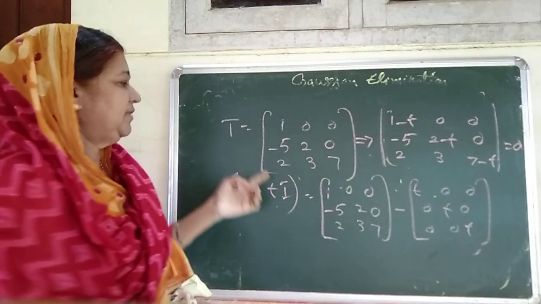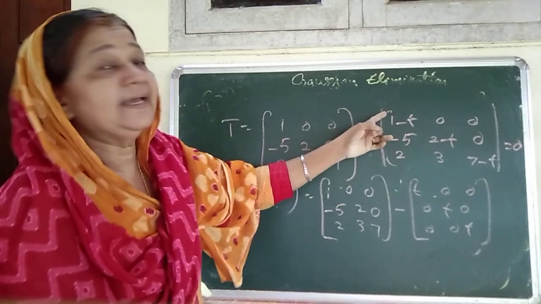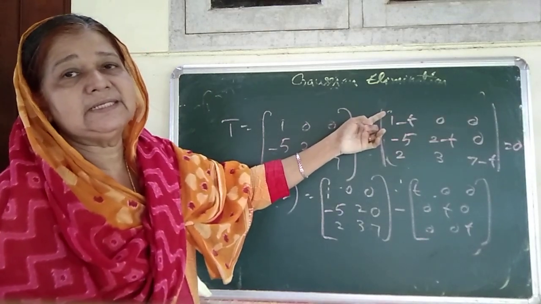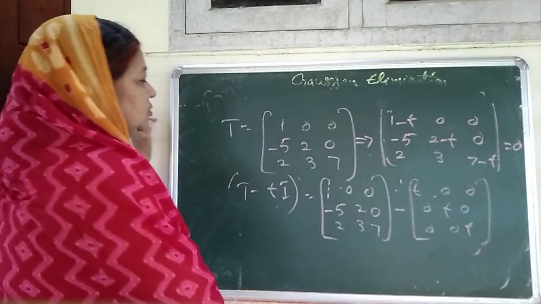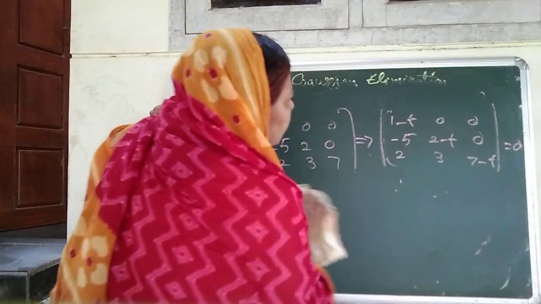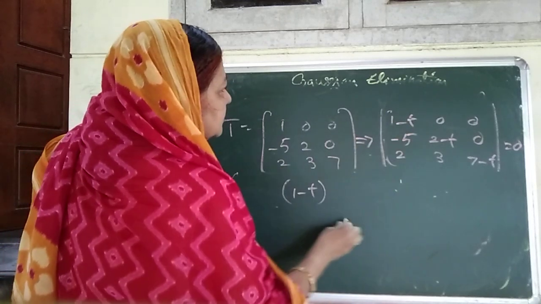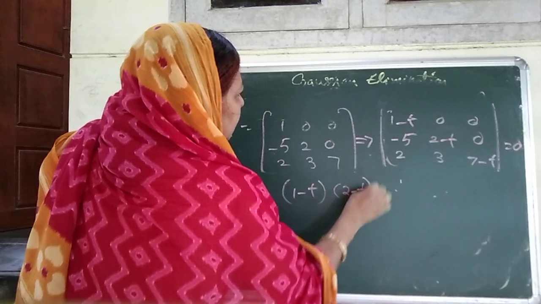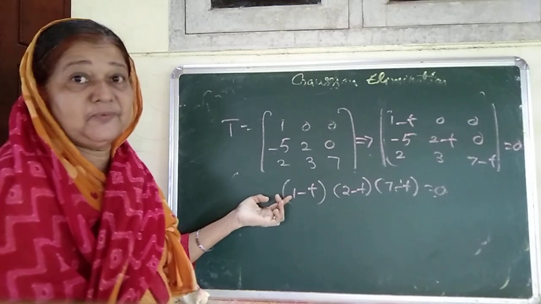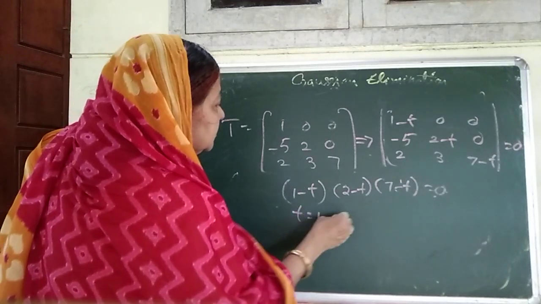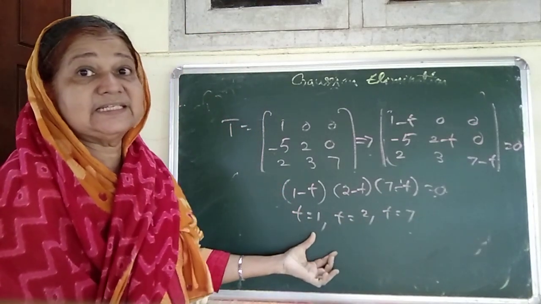If t is a characteristic value, we can find it by solving the characteristic equation, the determinant of capital T minus small t times I. That is 1 minus t, 2 minus t, and so on. We can see that it is 1 minus t times the remaining elements, which are 0. So it is (1 minus t)(2 minus t)(7 minus t) equal to 0. So we get three values: t equal to 1, t equal to 2 and t equal to 7. So we have three characteristic vectors.